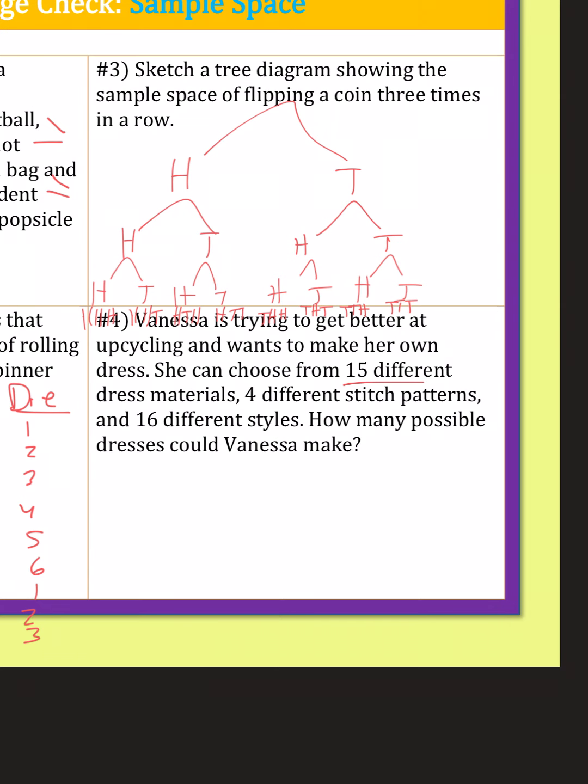Number 4, Vanessa's trying to get better at upcycling and wants to make her own dress. She can choose from 15 different materials for dresses, 4 different stitch patterns, and 16 different styles. How many possible dresses could she make? I am definitely not going to try to make a tree diagram. I am just going to multiply those up thanks to the good old fundamental counting principle. So 15, I'm using a calculator. 15 times 4 times 16 is 960 possibilities.